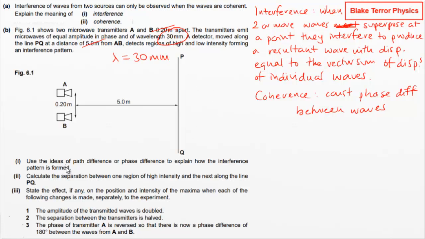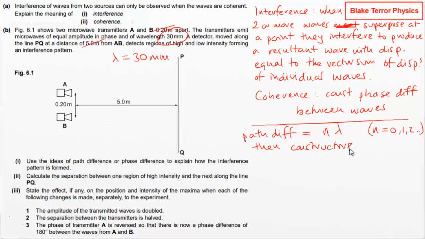Use the idea of path difference or phase difference to explain how the interference pattern is formed. Right, we've done this sort of thing loads of times. So if the path difference is equal to n times lambda, where n equals 0, 1, 2, etc., then we're going to get constructive interference and a maximum intensity.